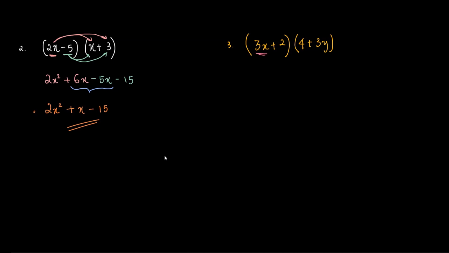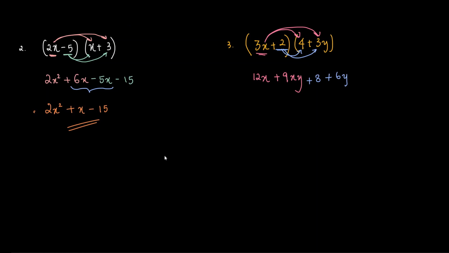So we take 3x and multiply it with both 4 and 3y. 3x times 4 is 12x. 3x times 3y is 9xy. And then we have plus 2 times 4 and times 3y. Plus 2 times 4 is plus 8. Plus 2 times 3y is plus 6y.